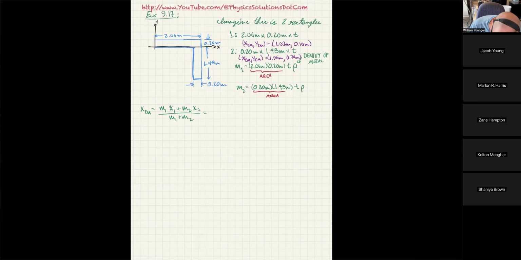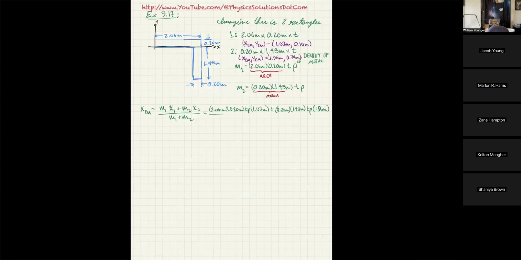But here it is, M1. So the mass of 1 is going to specifically be 2.06 meters times 0.20 meters times t times rho times x1, which is 1.03 meters, plus now mass 2 is 0.20 meters times 1.48 meters times t times rho, and then the x of that is 1.96 meters, like that.